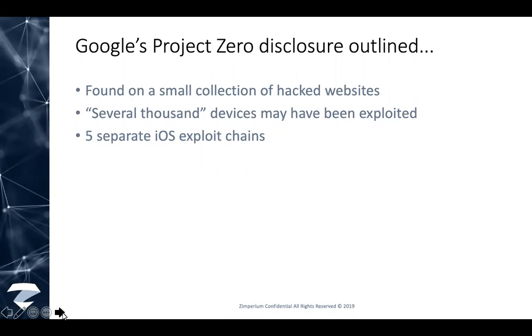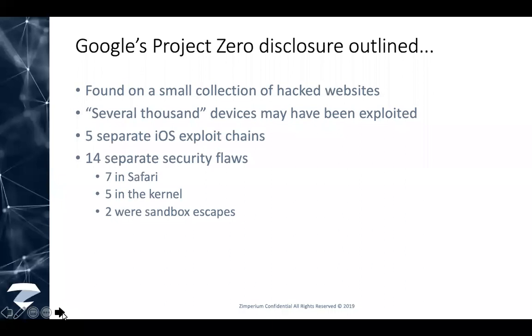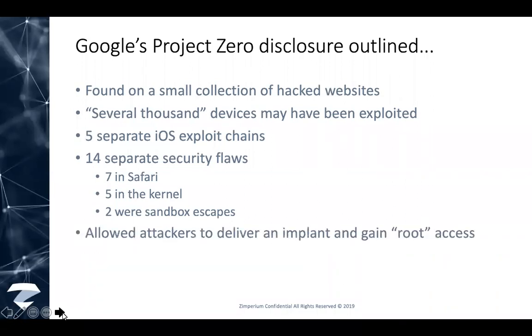So that's key. There's also some stuff coming out now where there's been some Android variations, but right now we're talking about last week's disclosure. 14 different flaws, vulnerabilities, 7 of which were in Safari, 5 in the kernel, and 2 in sandbox escapes. They allowed the attackers to gain root access. As I mentioned, it's a unique type of root access, which we're going to talk about here in a second, because it was still in user space. It wasn't in the kernel, but it had some root access capabilities.